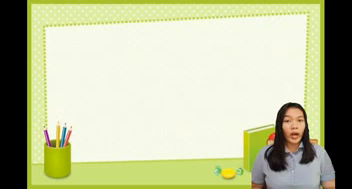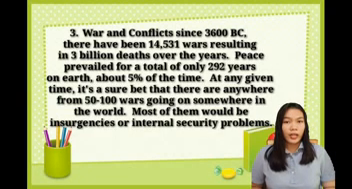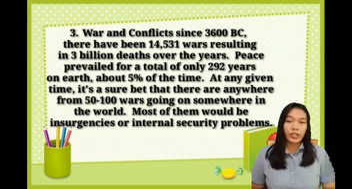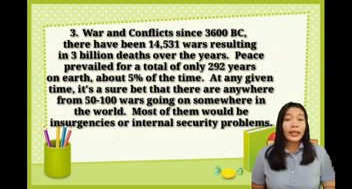Third is war and conflicts. There have been 14,531 wars resulting in 3 billion deaths over the years. Peace prevailed for a total of 292 years on Earth, about 5% of the time. At any given time, it's a sure bet that there are anywhere from 50 to 100 wars going on somewhere in the world.